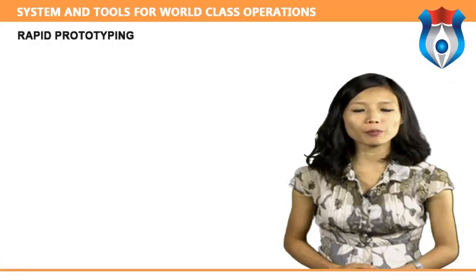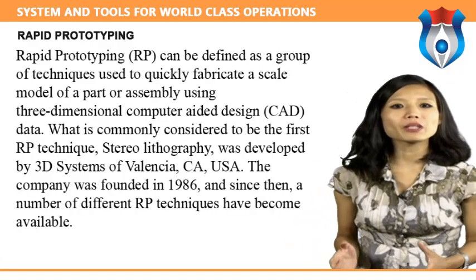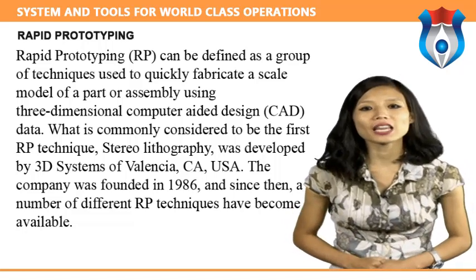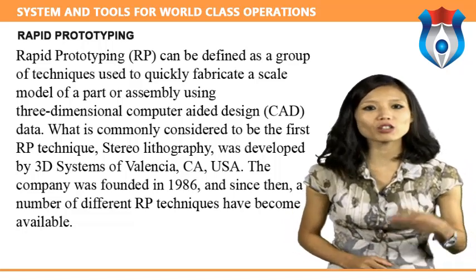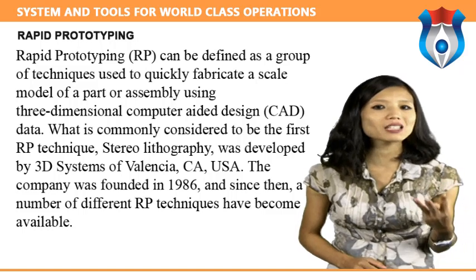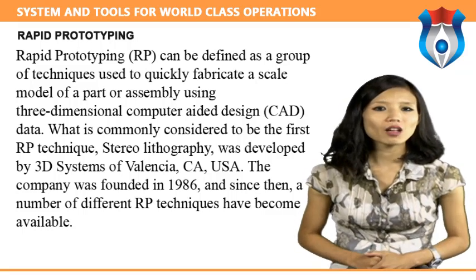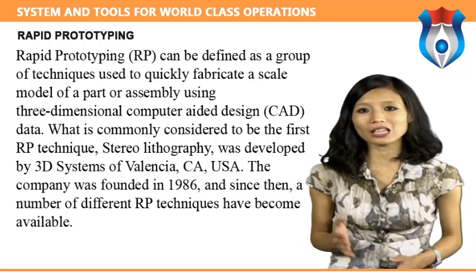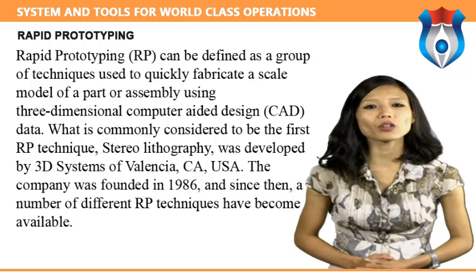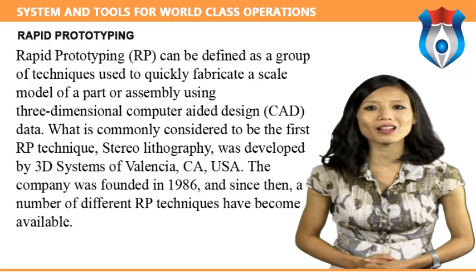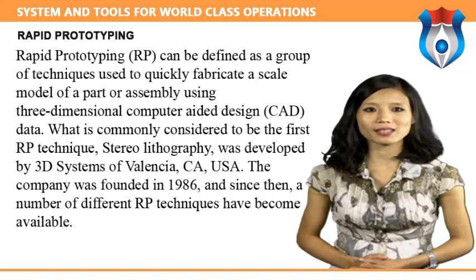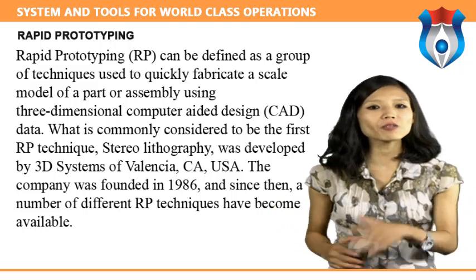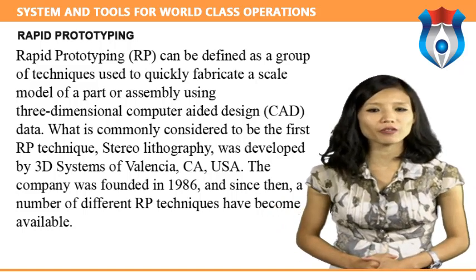Rapid prototyping, RP, can be defined as a group of techniques used to quickly fabricate a scale model of a part or assembly using three-dimensional computer-aided design, CAD, data. What is commonly considered to be the first RP technique, stereolithography, was developed by 3D Systems of Valencia, CA, USA. The company was founded in 1986, and since then, a number of different RP techniques have become available.